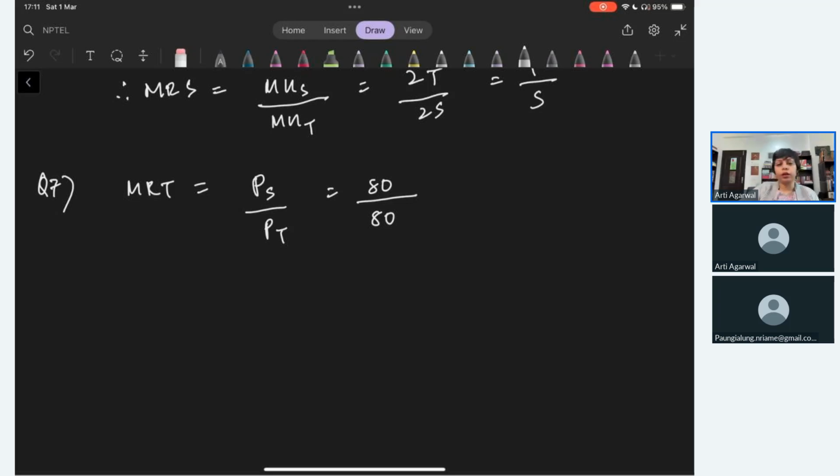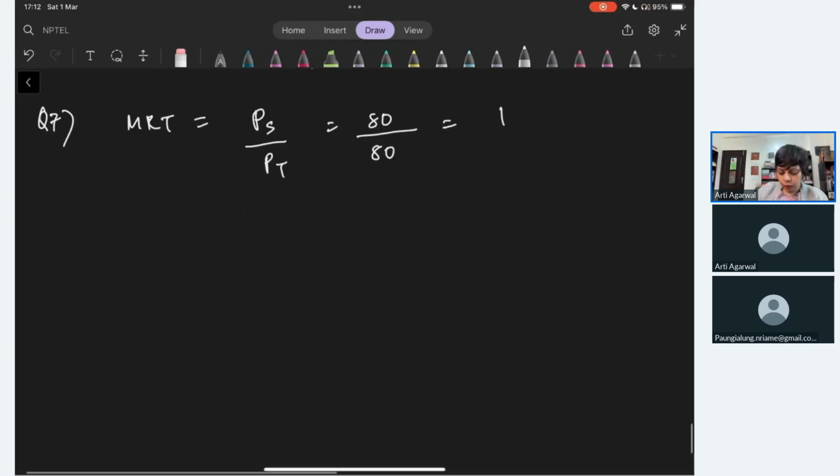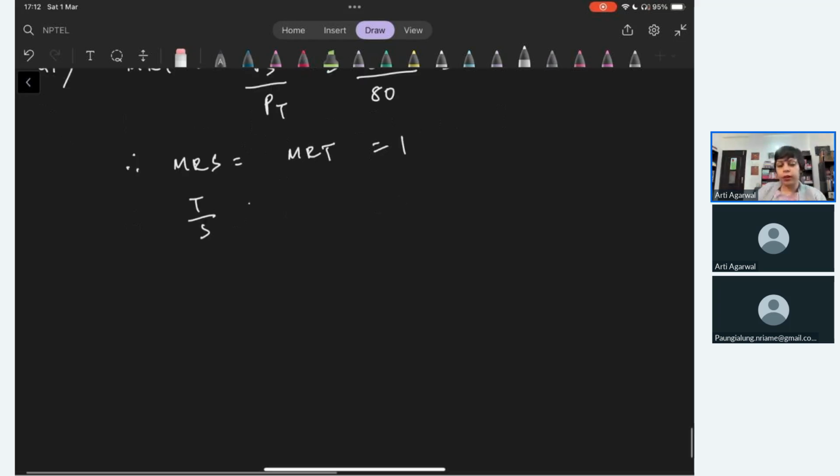That's what's given. It costs Linda $80 to buy a new pair of shoes or to spend an evening out dancing, which means both goods are exactly the same price. So PS by PT is equal to 1. Therefore, this part becomes simple. Then MRS is equal to MRT and is equal to 1. So T by S is equal to 1, which means T is equal to S.